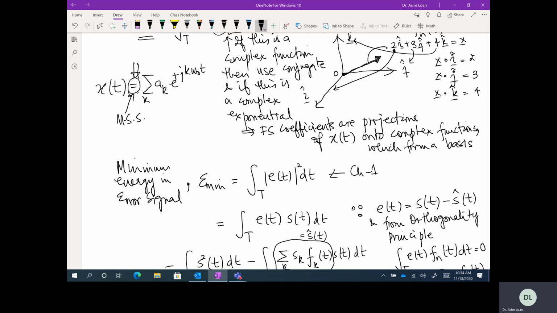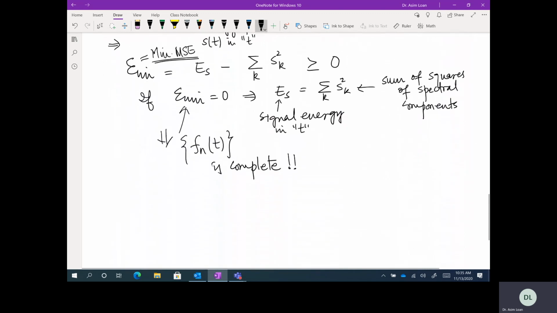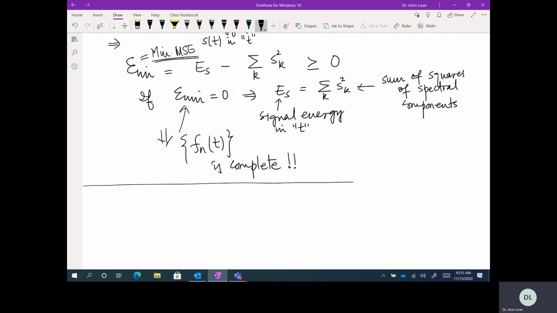That is what this equality means. This equality does not mean that for every t this holds. It will only hold when you want to minimize the energy in the error signal. This equality is not the equality in the mathematical sense that you know. It is in the mean square sense, and we'll talk about mean square convergence in a little while. But before we do that, let's do the symmetry properties first, and then we'll move on to this one.